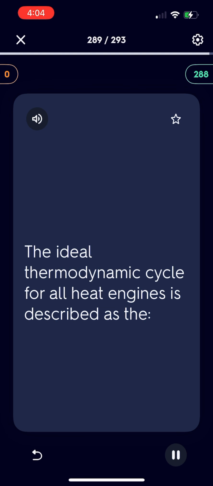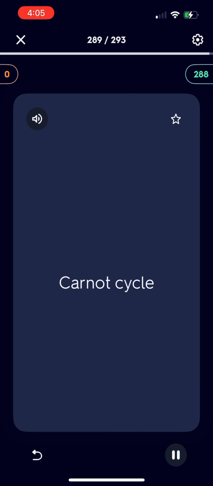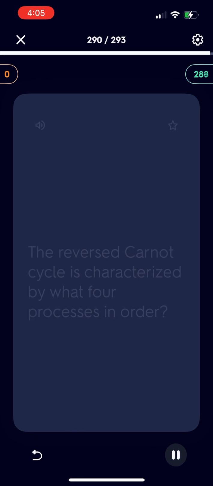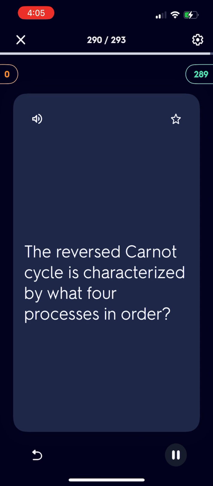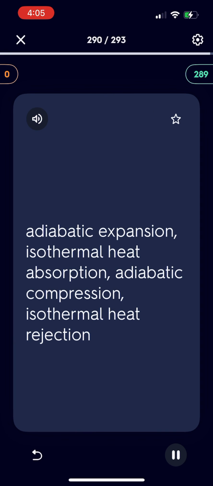The ideal thermodynamic cycle for all heat engines is described as the Carnot cycle. The reverse Carnot cycle is characterized by what four processes in order? Adiabatic expansion, isothermal heat absorption, adiabatic compression, isothermal heat rejection.